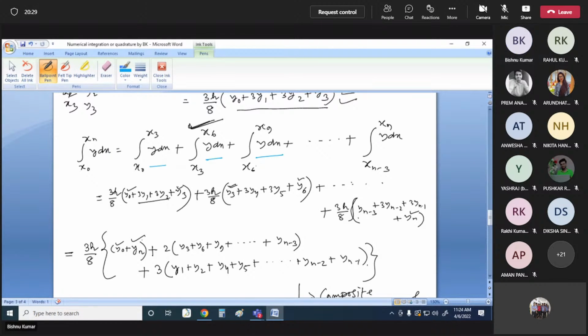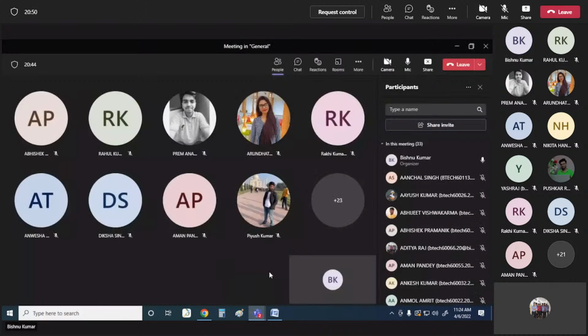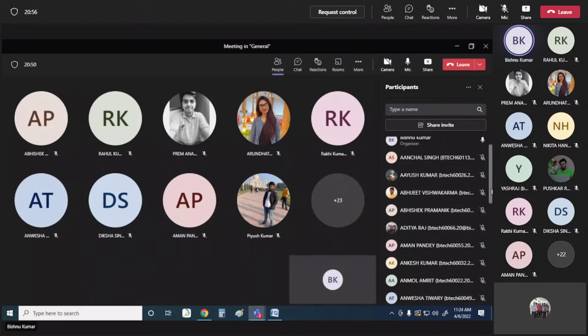बोलो, समझ में आ रहा बाबू? कोई तो बताओ, समझ में आ रहा कि नहीं बाबू? यस सर, आ रहा है। सिम्पसन 3 by 8 रूल में नंबर ऑफ सब इंटरवल कितना होना जरूरी है?